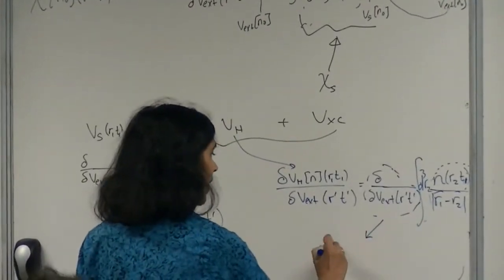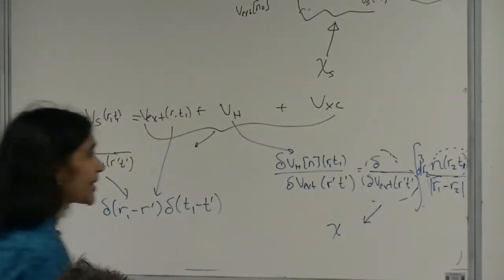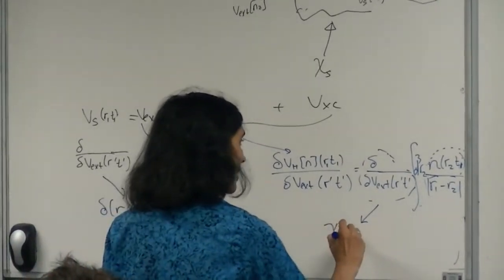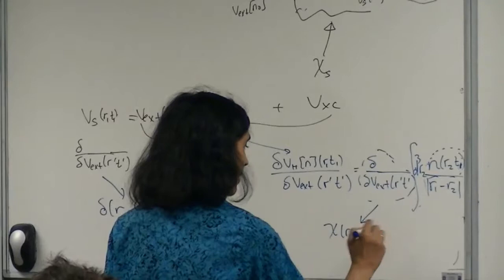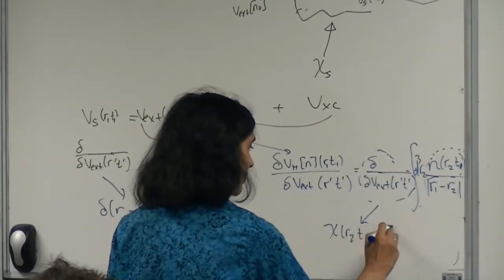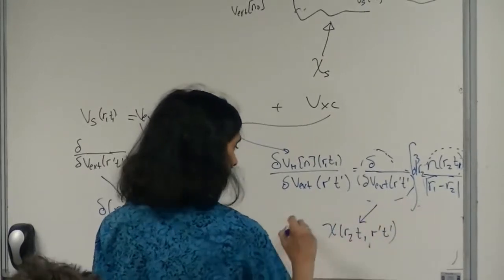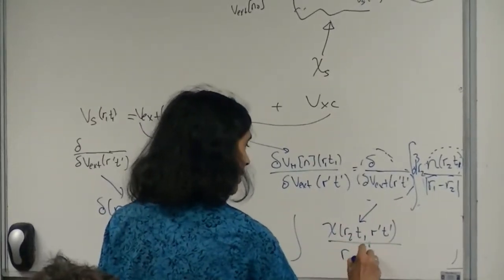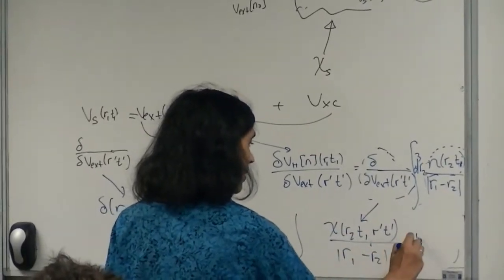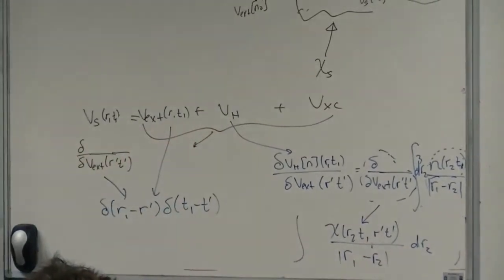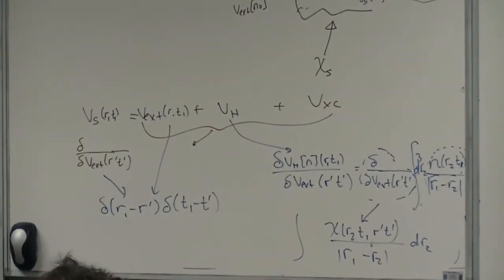And I said I would just outline it so I don't take too long. Right, so let me just write it, and then you can figure out the details. And then you get R1. So you get something like this, okay?